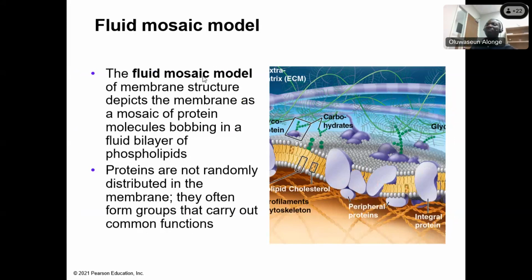Now, we say the fluid mosaic model. The fluid mosaic model simply means that you have protein molecules bubbling in fluid. That is why we call it the fluid mosaic model. You see, it depicts the membrane as a mosaic of protein. The protein is embedded in the cell membrane within the cholesterol region, where it's able to move around. That's what we call the fluid mosaic model, and we'll talk about its implication over time as we go.